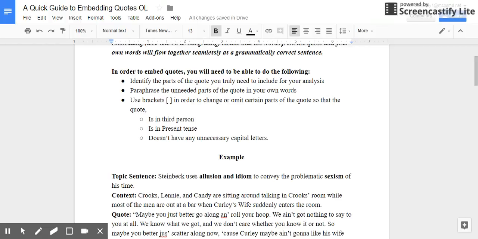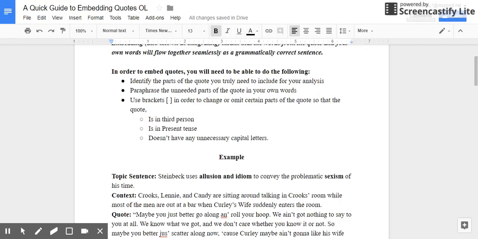Once you've identified what part of the quote you actually need to include, you will have to be able to paraphrase whatever else is sort of happening in the scene in your own words, just so the quote makes sense to the reader and it doesn't just seem to be coming out of nowhere. So you're basically paraphrasing or summarizing the other parts of the quote in your own words.